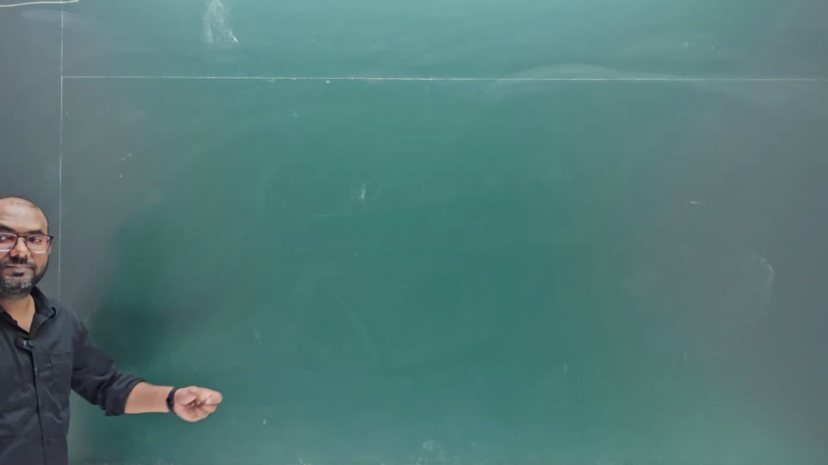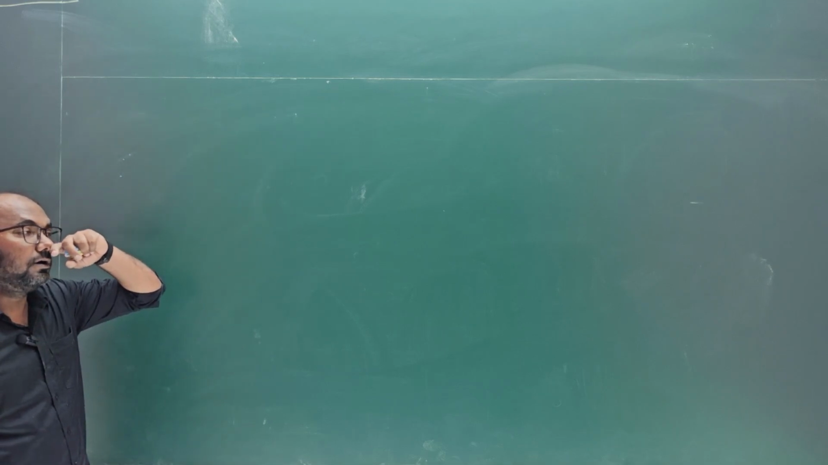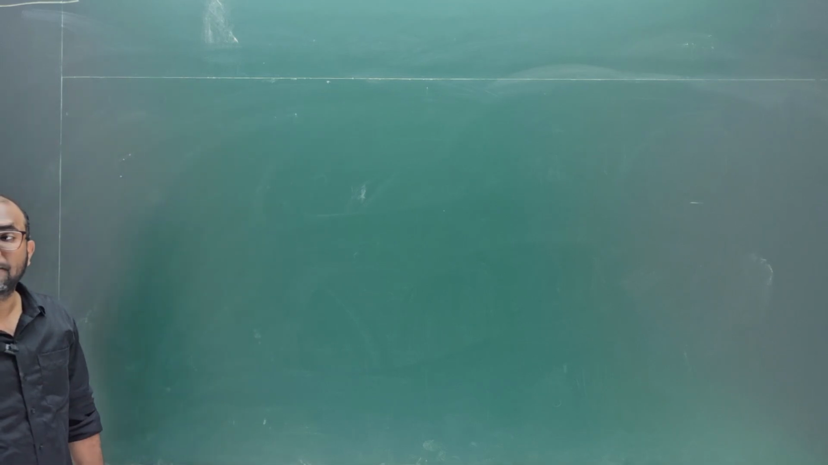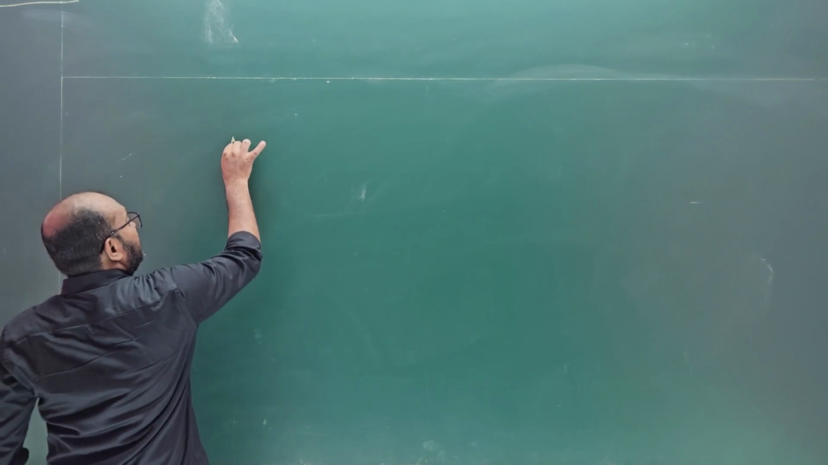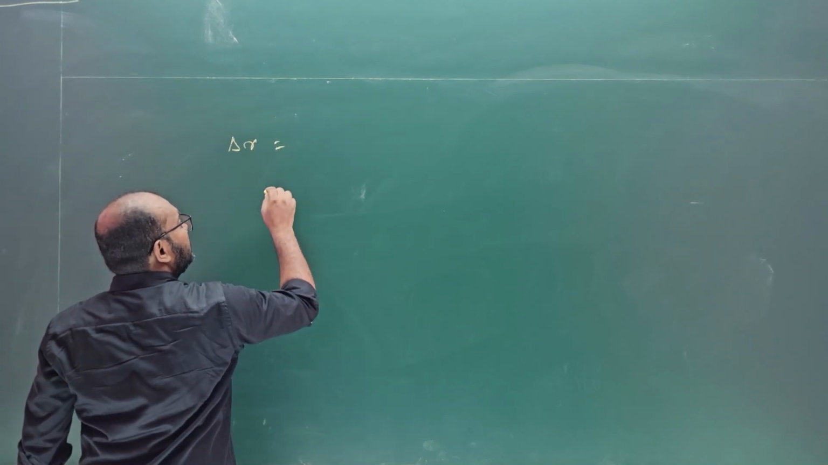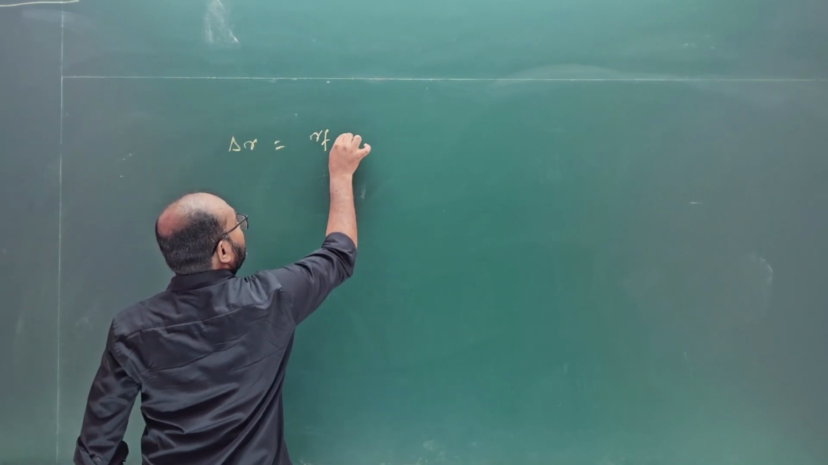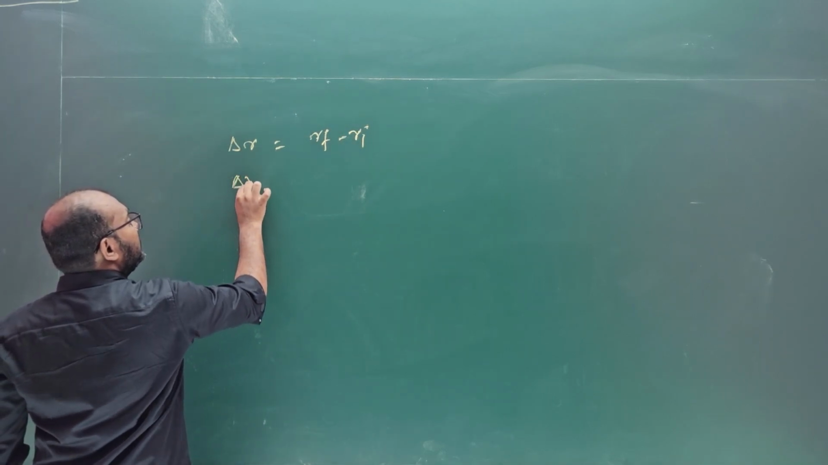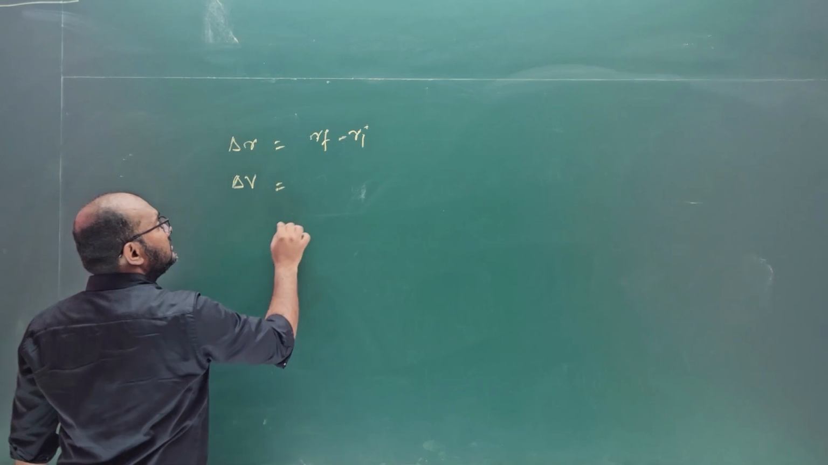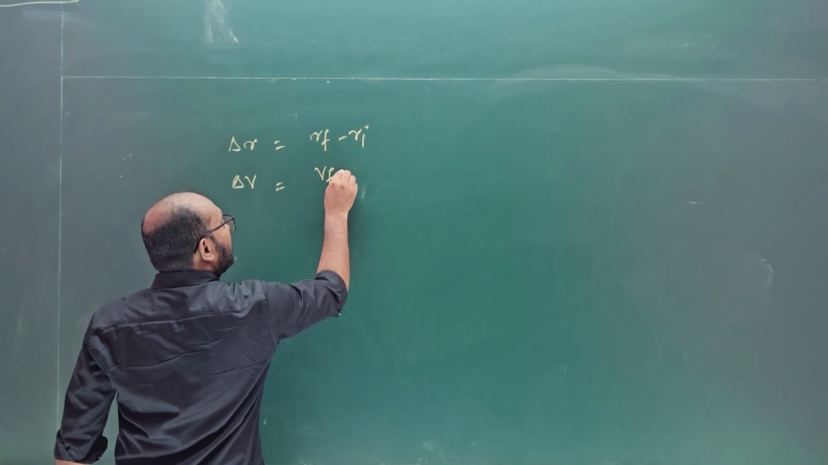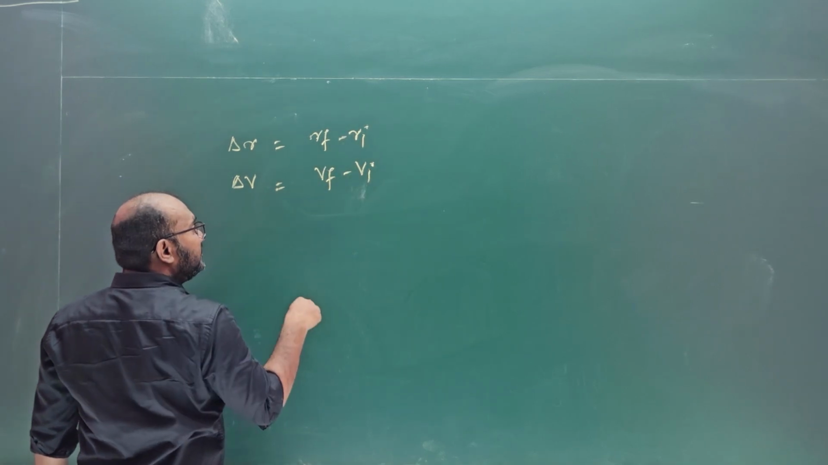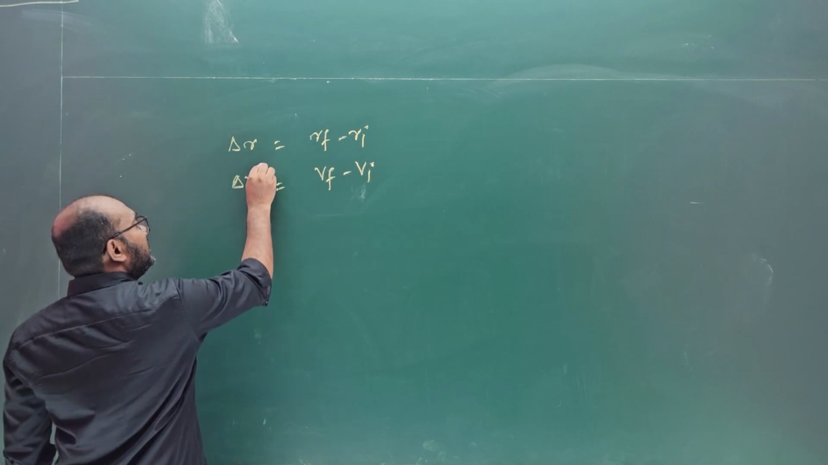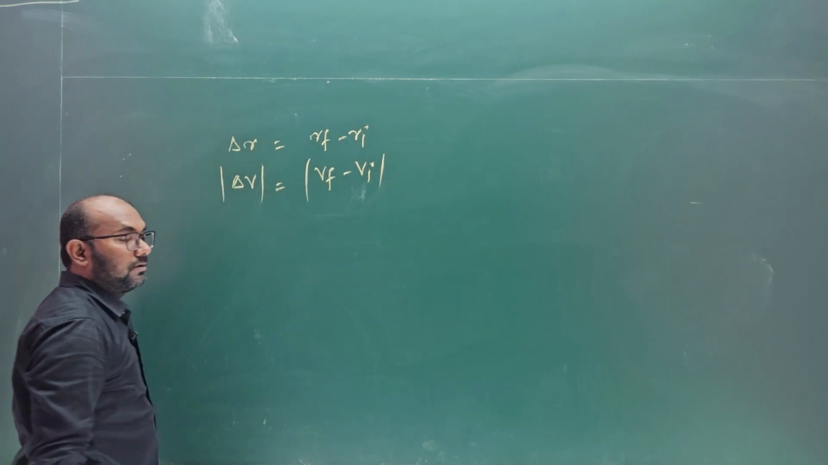Do you remember the displacement vector? When we write the displacement vector, it is nothing but final position minus initial position. Similarly, if someone asks you what the velocity vector is, you will write delta V is nothing but final velocity minus initial velocity. If they are asking for the magnitude, the same can be written with magnitude. Okay?